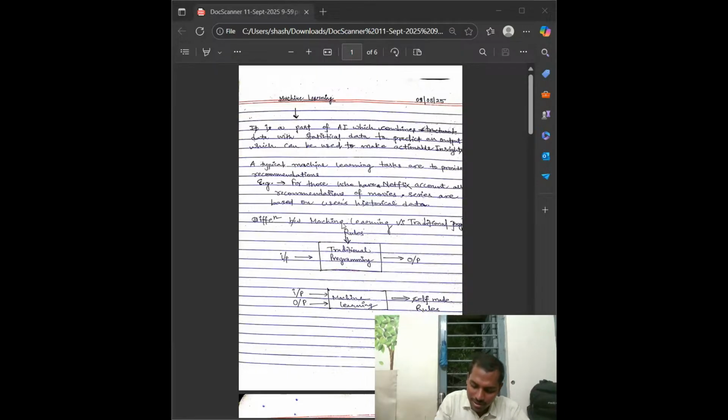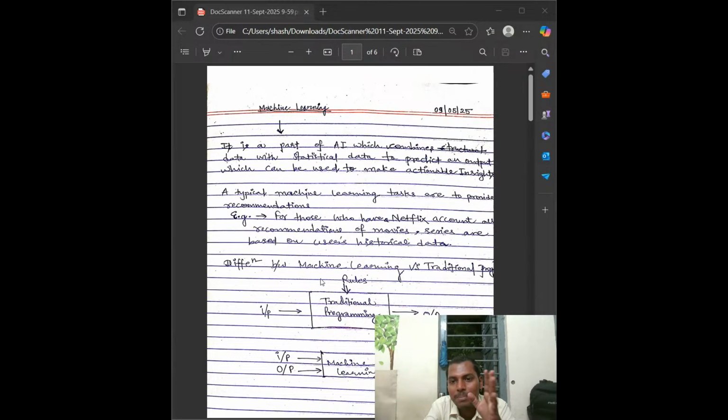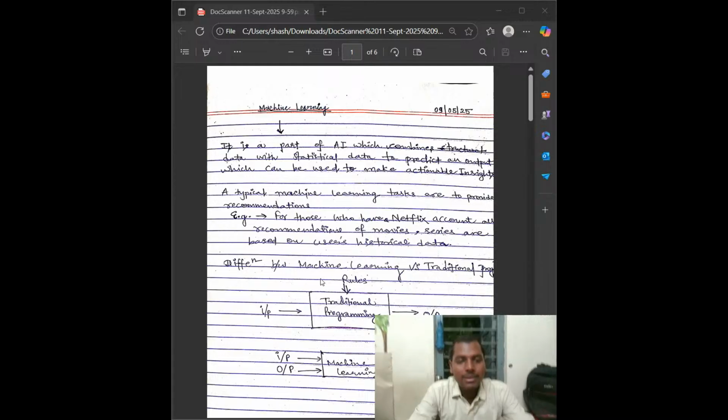So guys, machine learning. What is machine learning? As we can see here in the PDF, it says that it is a part of AI which combines data with statistical data to predict an output which can be used to make actionable insight. So machine learning is a broader thing, but not broader than AI. It is covered under the part of AI. Basically, AI covers it, and it combines the data with the statistical data.